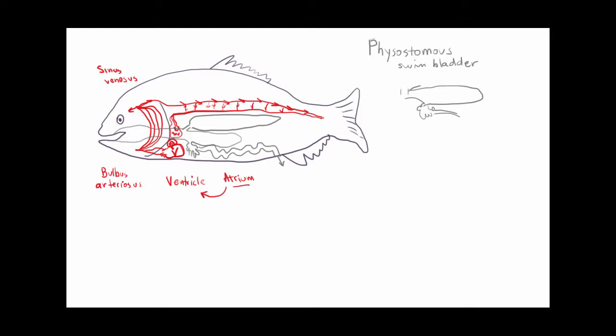A physostomous swim bladder is actually physically attached to the GI tract. Okay? And in this situation, the mechanism by which the fish is filling or deflating the swim bladder is probably going to involve going up to the surface, gulping air, pushing that air into the swim bladder, or burping the air out if the fish needs to increase its overall body density.